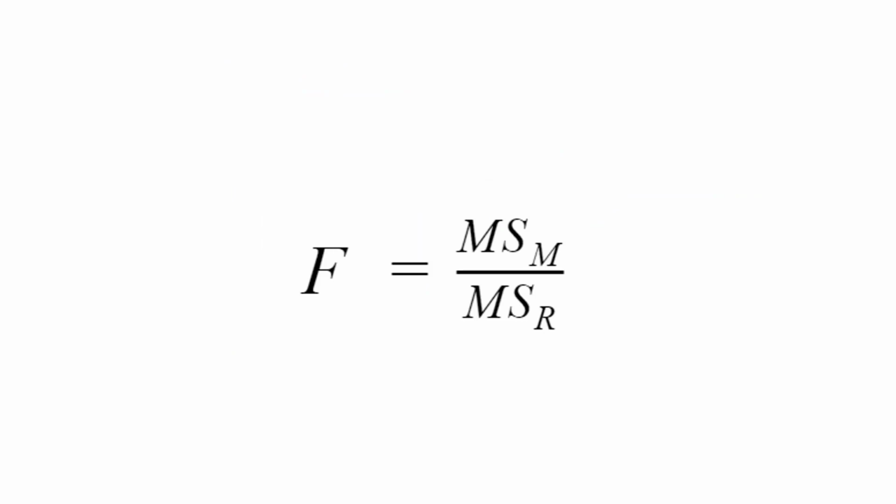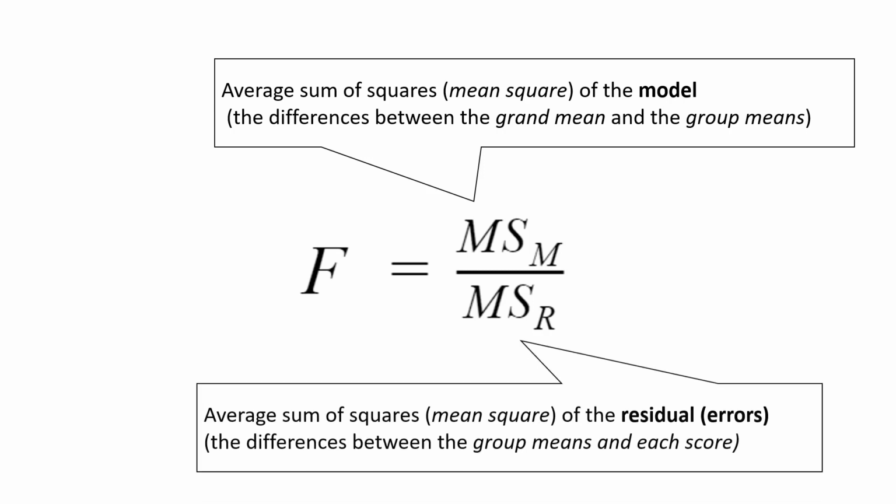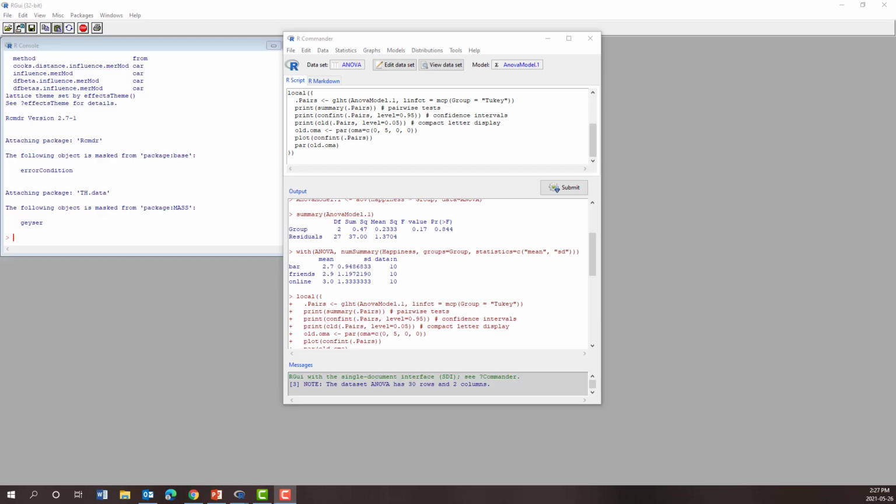Similar to the t-test, the F-test is calculated by explained variability divided by the unexplained variability by the model. Explained variability is the average sum of squares of the model that was calculated based on the differences between the grand mean and the group means. Unexplained variability is the average sum of squares of the residual or the errors, which was calculated based on the differences between the group means and each score.